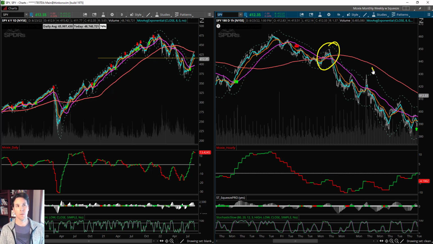And same thing here. Here's another one. Price up, Moxie indicator still below 0. It was a fake move to the upside. Go short it. How about another one? Same thing. Price up over the 50, Moxie indicator below 0, short it. So those are good bearish signals.